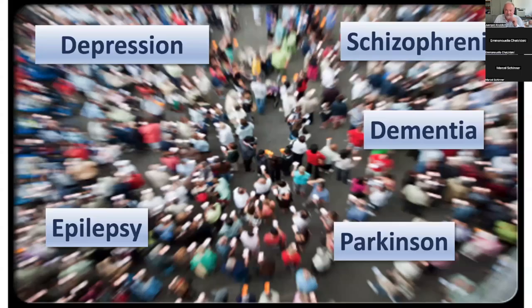So I'm sure everyone here will agree that the human brain is the most fascinating organ that nature has generated. It's also the most complex organ, and unfortunately, this complexity comes at a price. Our brain is the home of some of the most devastating human disorders like Parkinson's, dementia, schizophrenia, depression, epilepsy.